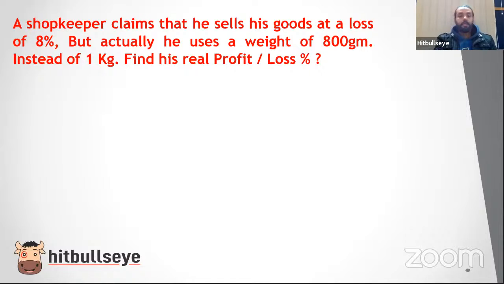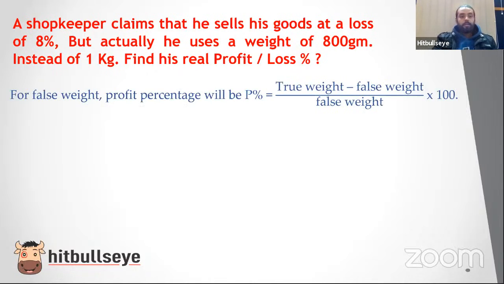Okay, great. So you'll find this type of question as well, where you are asked about fake weights. Now whenever you are asked about fake weights, you will remember this formula. But he actually uses a weight of 800 grams instead of 1 kg. Find the real profit and loss. Let's see. For false weight, profit percentage will be true weight minus false weight upon false weight. So this is a straight away formula which you can memorize. True weight minus false weight upon false weight.